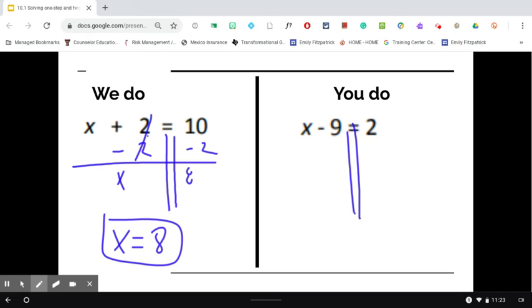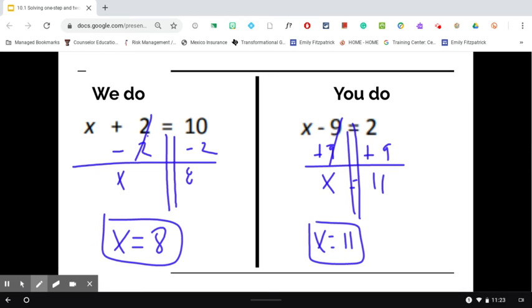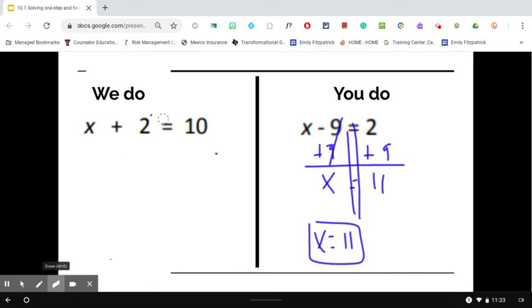We want to isolate the x, so get rid of the minus 9. This time it's minus 9, so instead of subtracting, we want to do the opposite, which is add it. So we add 9 to one side, add 9 to the other side, and we get 2 plus 9 is 11. So x equals 11. There we go, one-step equation. The next slide will also be one-step equations, and then the third slide will be two-step equations. So let's move on. Remember, if I go too fast, feel free to pause the video, rewind it, whatever you need to do.